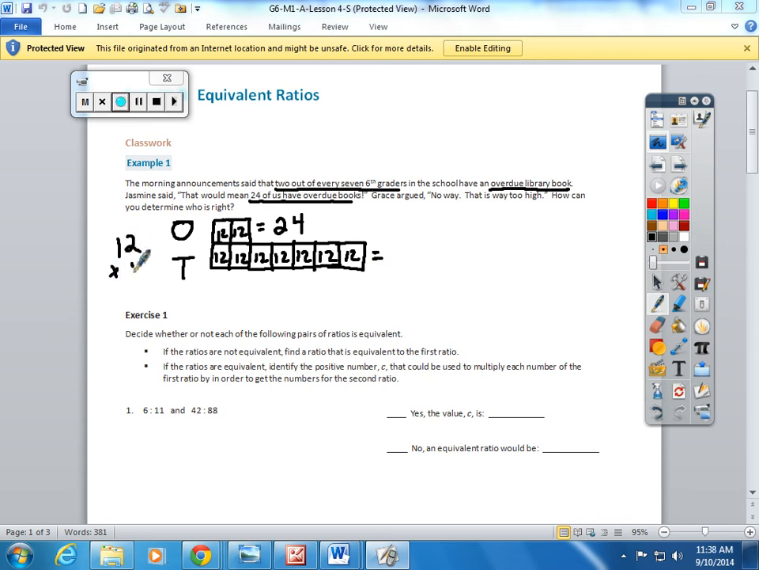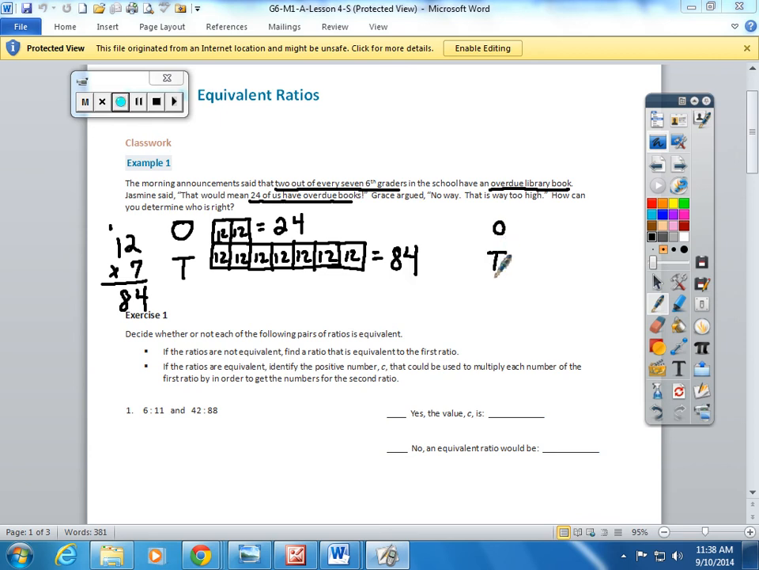And 12 times 7 would be 84. So overdue library books would be 24, and the total amount of 6th graders would be 84. That sounds about right to me. Okay? I'm also going to show you this with equal fractions.